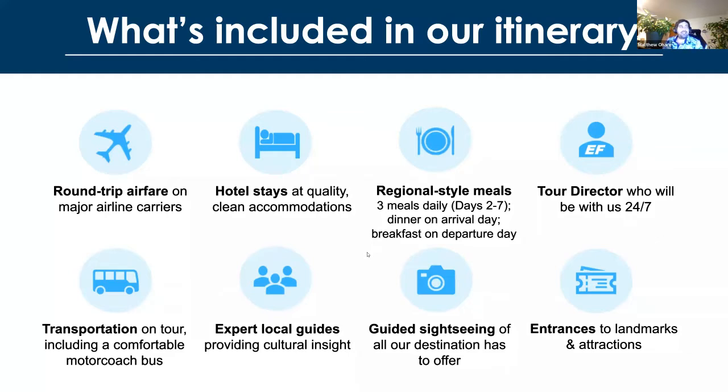So what's included in the itinerary? Round trip airfare on major airline carriers, international travel. We'll get there eventually. You have to be flexible on these types of trips, but we'll get round trip airfare, hotel stays at quality clean accommodations. 3 meals a day are included into the tour: breakfast, lunch, and dinner. We'll have the tour director who will be with us 24/7, taking care of all of our hotel check-ins, all of our scheduling, making sure we're where we need to be. We'll have a coach bus while we're traveling, a really comfortable, air-conditioned bus the whole time with a bus driver that stays with the bus, and our belongings can stay on that the whole time, which is really nice. Everywhere we go, we'll have different expert local guides that provide us cultural insight into the location. Guided sightseeing of all our destination has to offer, and then any entrances to landmarks, attractions, national parks, all of those things are taken care of.